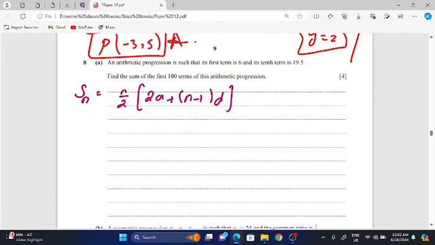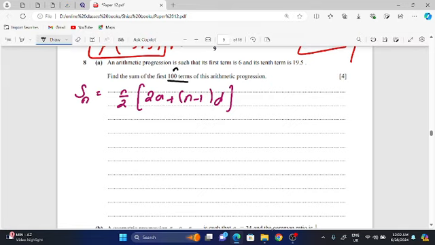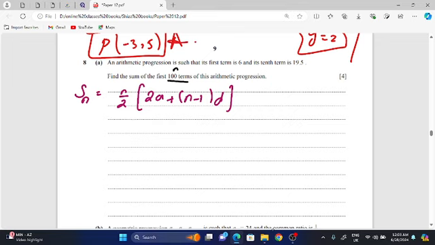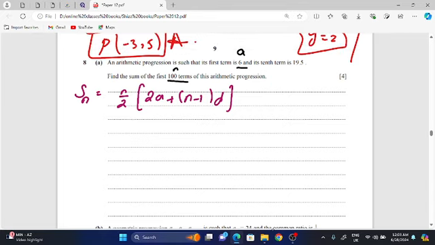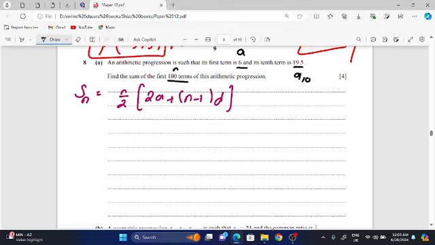The things that are given to you: the nth term, which means n is 100, and the first term is 6. The first term is basically your a, and the 10th term is 19.5, I meant. So that is your a10. The thing that is missing is d.